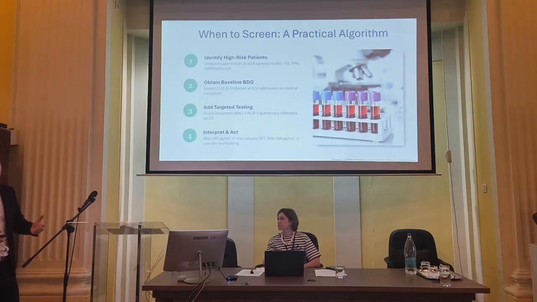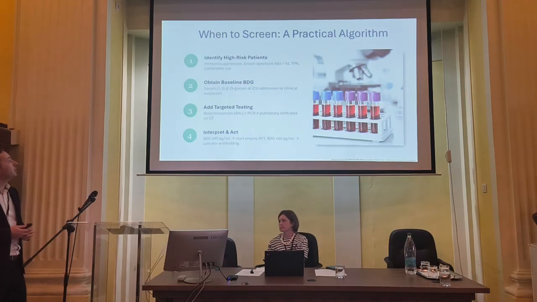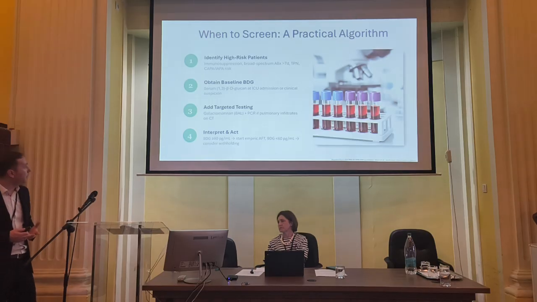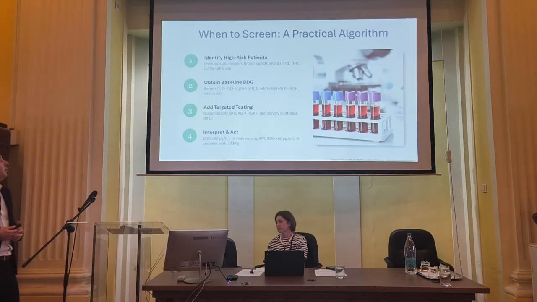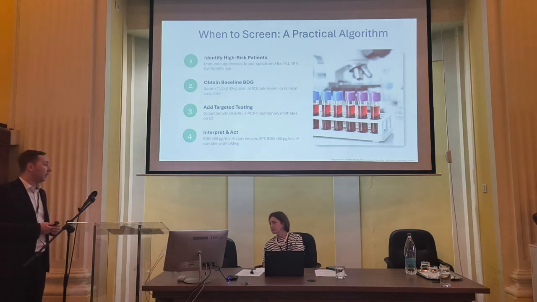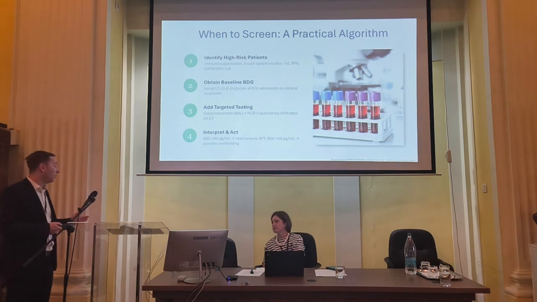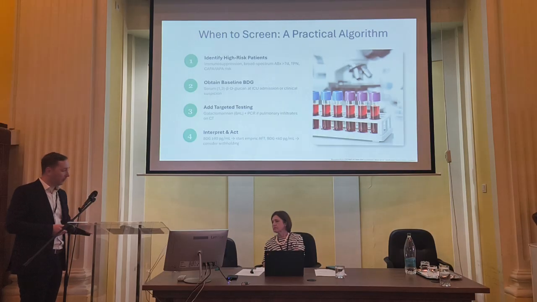First, we use these scores, Candida scores, to identify high-risk patients with immunosuppression. We look at broad-spectrum antibiotic use longer than 7 days and patients with TPN. Also, we obtain baseline BDG. When we see that they are at high risk, we add targeted testing. And of course, when the results come, we interpret and act.